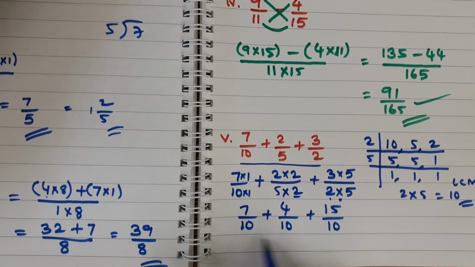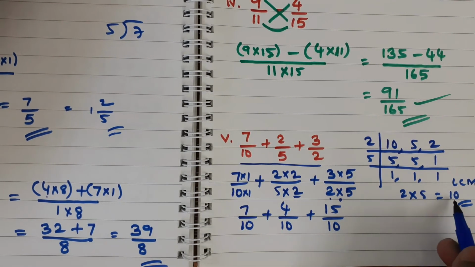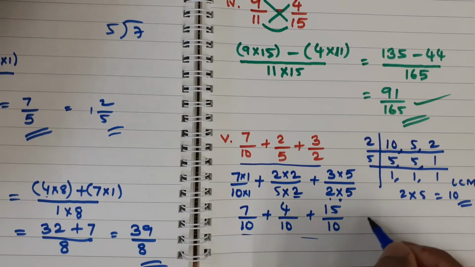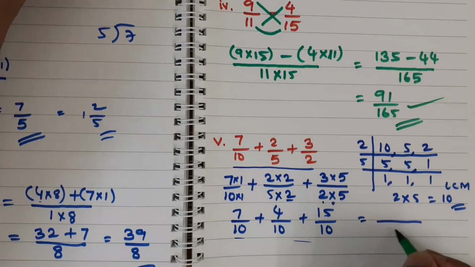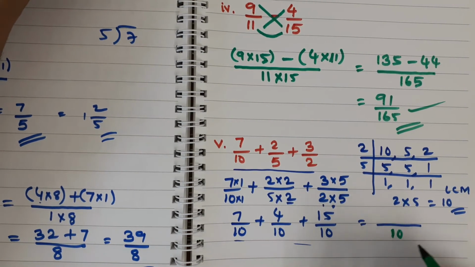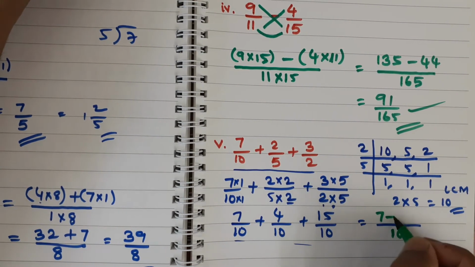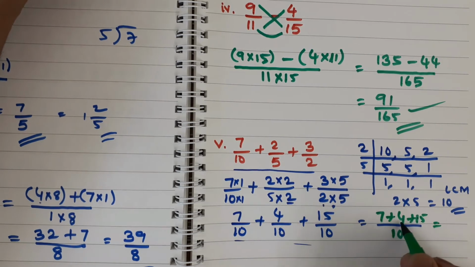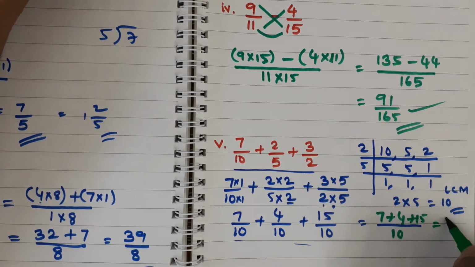Now guys, see here we got all the denominators same like LCM, right? We can call this one as the like fractions. So we can easily add this like fraction. So just write here 10, then add all the numerators, 7 plus 4 plus 15. So 7 plus 4 is 11, 11 plus 15 is 26. So answer is 26 by 10.